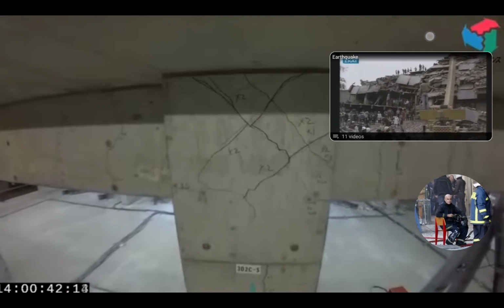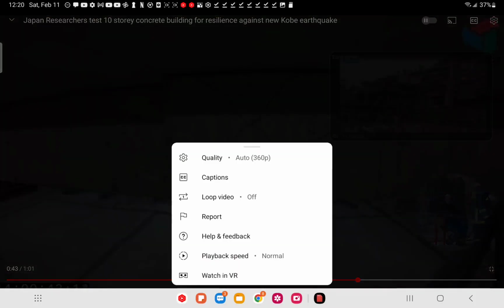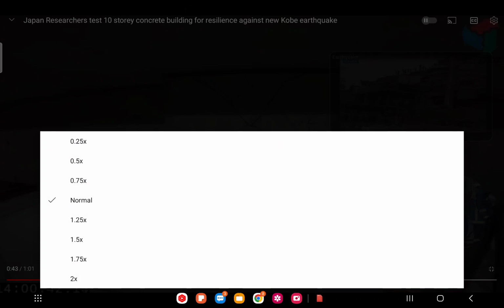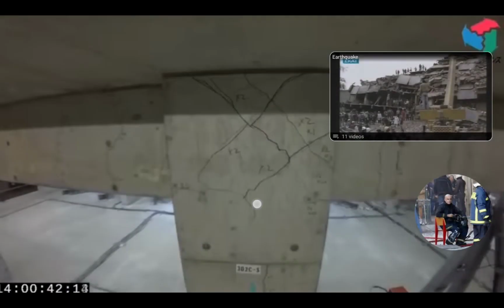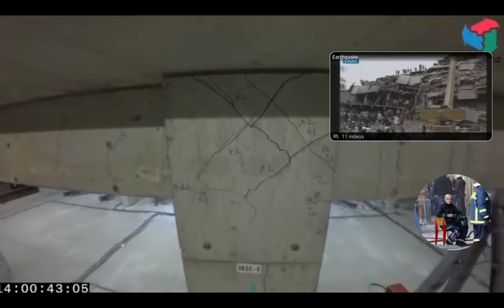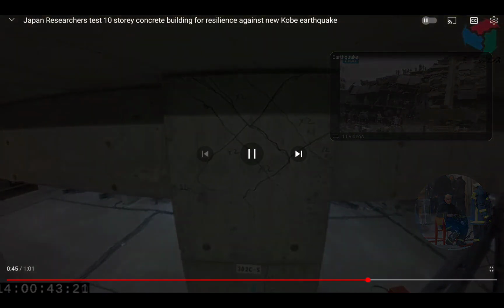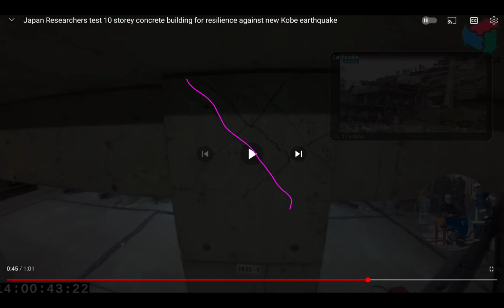I think we've met the development. I think it's maxed out on the development in this video, but let's see. There it is. So we just saw this one come into there. It's really like a compression failure, a crush test.